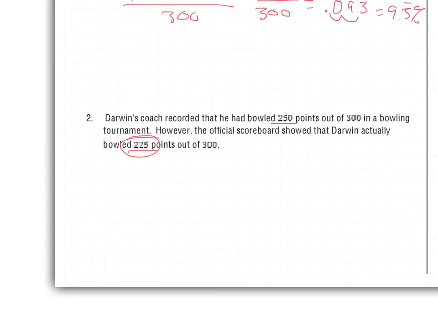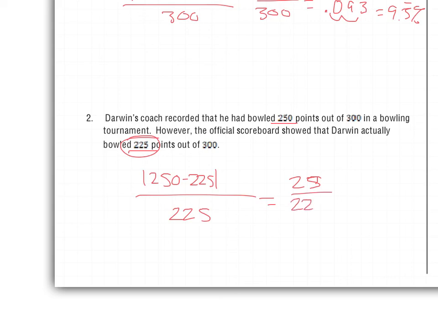All right, but if I do it my way, my measurement minus my actual, I said my actual was 225. It's going to be 250 minus 225. It's going to be 25 over 225. When I go ahead and do this, this is going to give me 0.111 repeating, which is 11.1%.